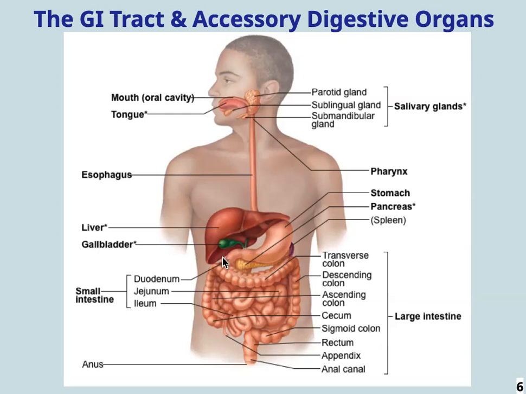Okay, and there are other organs that assist in the digestive process. That includes our gallbladder, the liver, pancreas, the teeth, salivary glands, all 3 salivary glands, as well as the tongue.